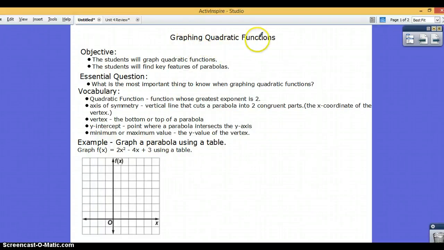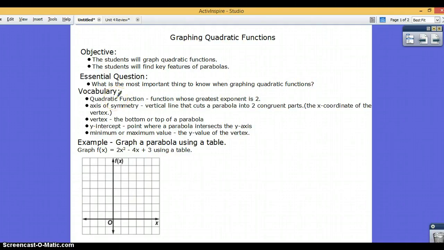So graphing quadratic functions. You're going to graph quadratic functions. You're also going to find key features of parabolas, which we're going to talk about. So what is the most important thing to know when graphing quadratic functions? That's what you should figure out when you're done with this.